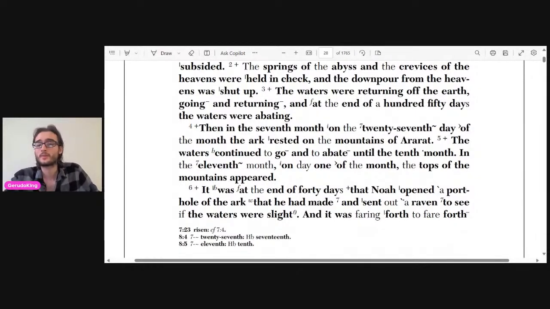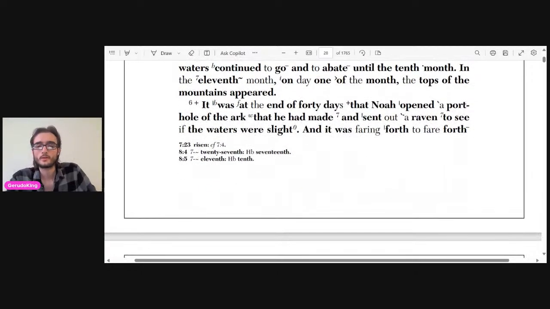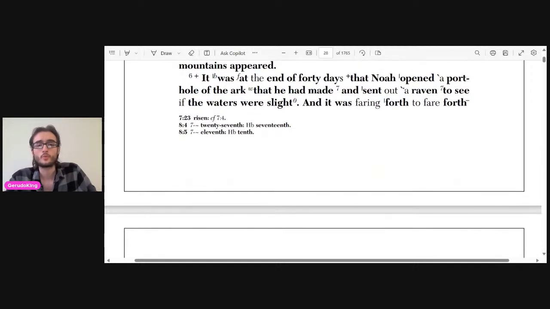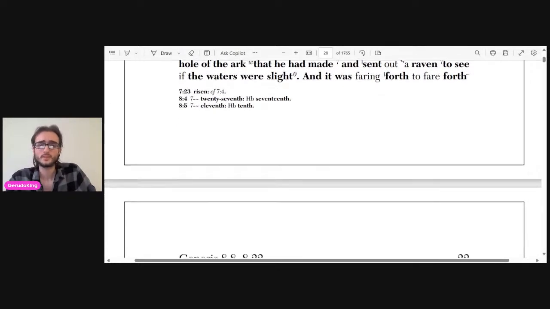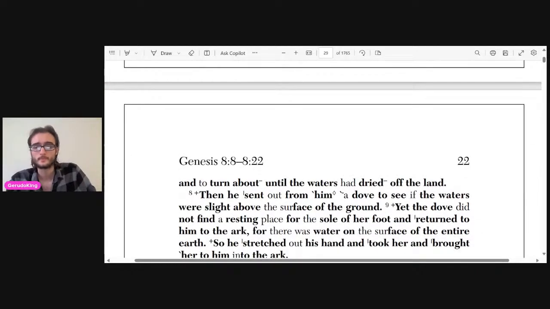Then in the 7th month, on the 27th day of the month, the ark rested on the mountains of Ararat. The waters continued to go and to abate until the 10th month. In the 11th month, on day 1 of the month, the tops of the mountains appeared. It was at the end of 40 days that Noah opened a porthole of the ark that he had made and sent out a raven to see if the waters were slight. And it was faring forth to fare forth and to turn about until the waters had dried off the land.